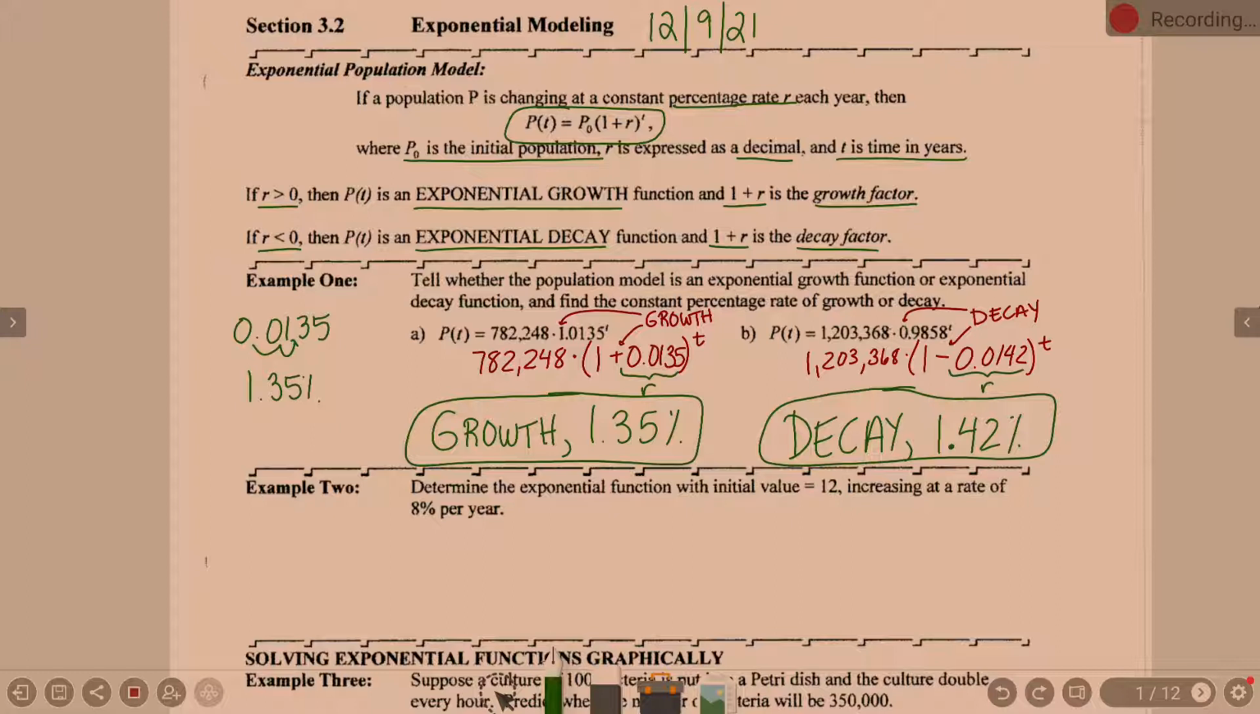So, example 2. Determine the exponential function. We want an exponential function with initial value 12 increasing at a rate of 8% per year. There's a couple different ways we can do this, but I'm going to go with the form we were given at the beginning of the lesson: P of t equals P naught times 1 plus r raised to the t.